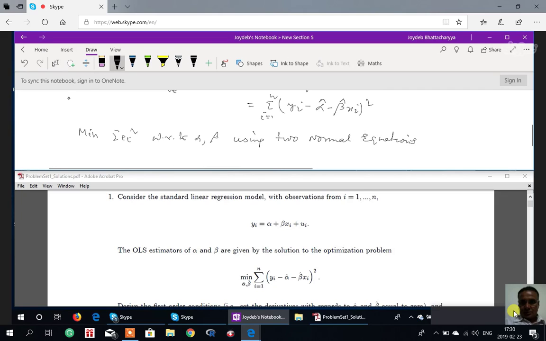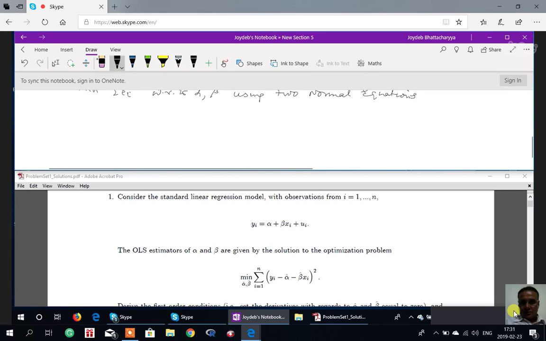So, sir, when we write yi hat, the error term is not there, right? Right. In yi hat the error is removed, it is estimated. So yi hat is alpha hat plus beta hat xi. It will only be alpha hat plus beta hat xi. So there will not be any error term here.